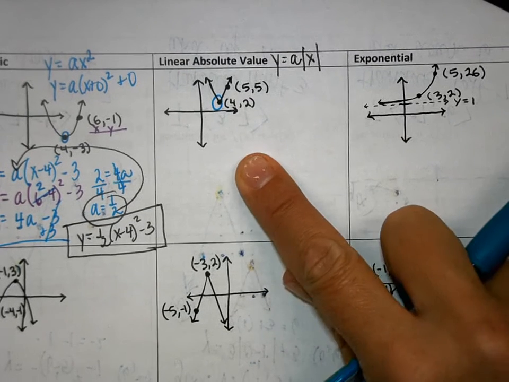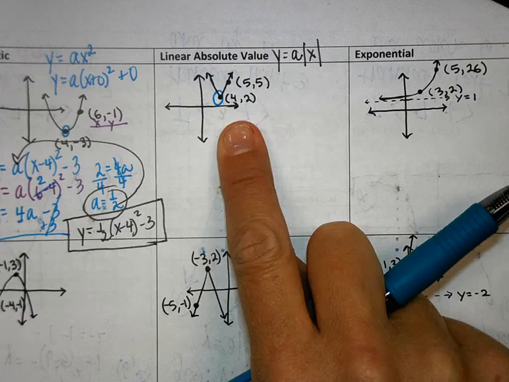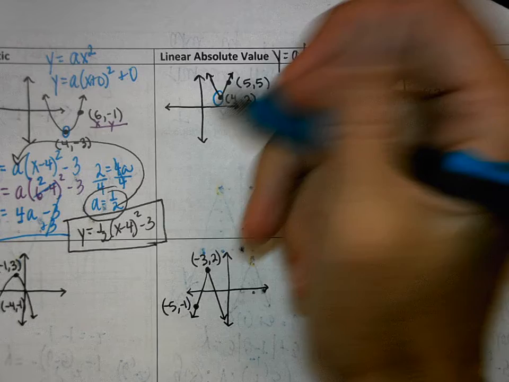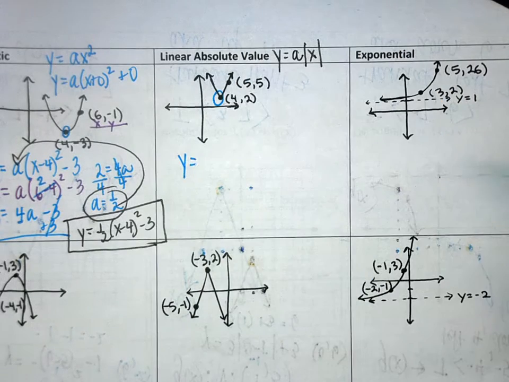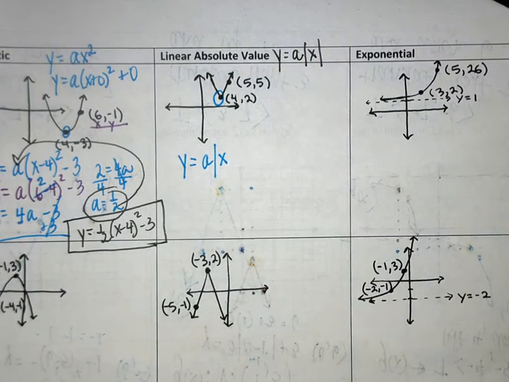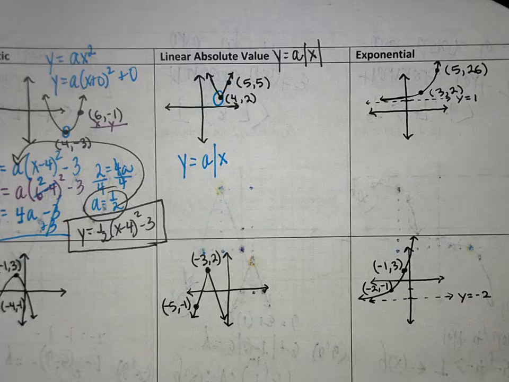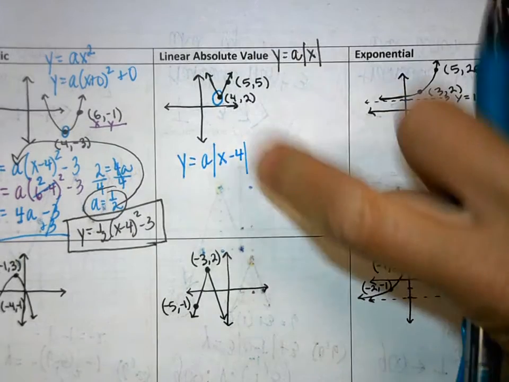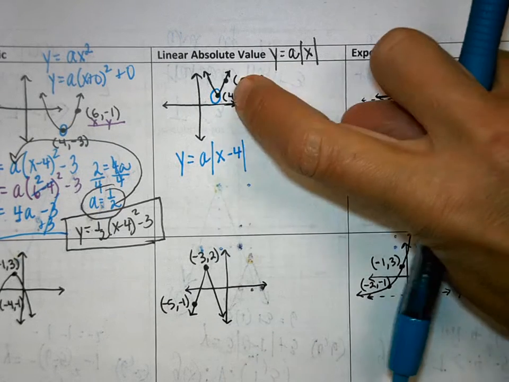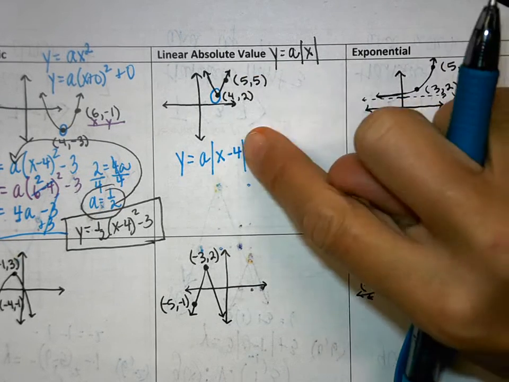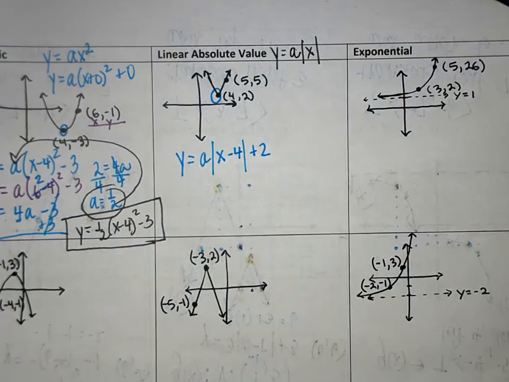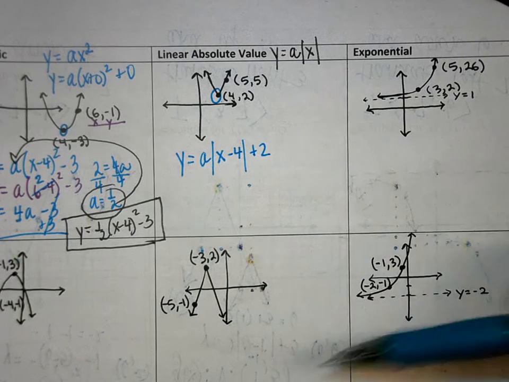Okay, so our vertex here is 4, 2. And so how will I start writing this equation? Y equals, do I know my a value right now? So we're going to write a, and then we have the absolute value of x, but what will go with that? A negative 4. Very good, because when it comes out of the absolute value, when we set x minus 4 equal to 0, it makes a positive 4, right? And then what goes at the end? Very good, plus 2.